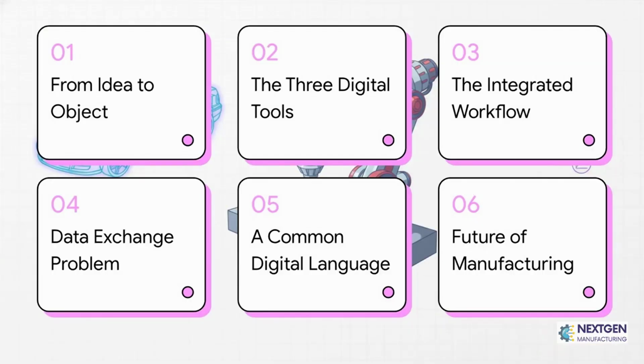All right, so here's our roadmap. We'll start with that fundamental challenge of just making stuff. Then we'll meet the three digital tools that are the solution. We'll see how they're supposed to work together, uncover a huge hidden problem in how they talk to each other, and then check out the clever solution, a kind of universal digital language. And finally, we'll look at where this whole revolution is taking us.